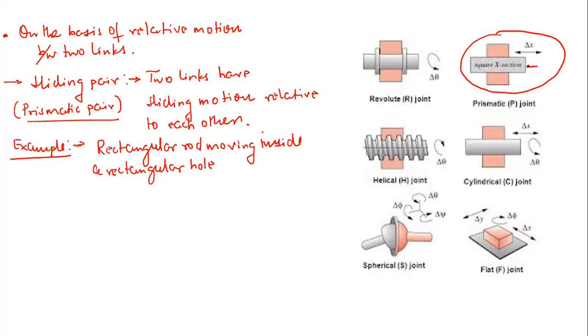So this is your rectangular rod, and this is your rectangular hole. Let me call this link 1 and this link 2. You can see that there will be only translatory motion between these two links, that is link 1 and 2. Now a very important thing, degree of freedom.